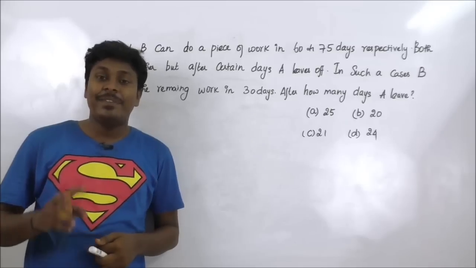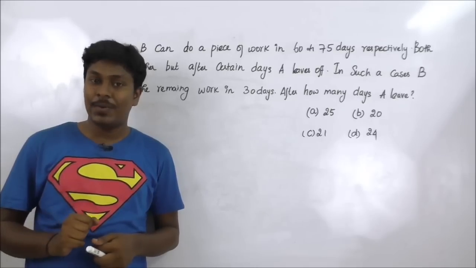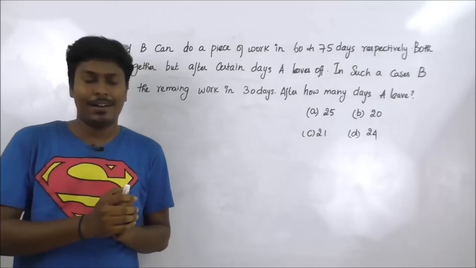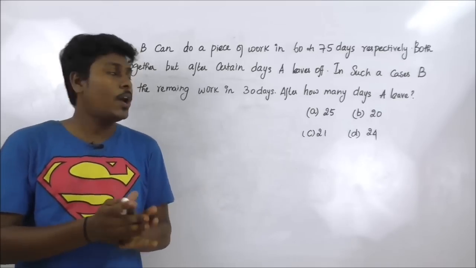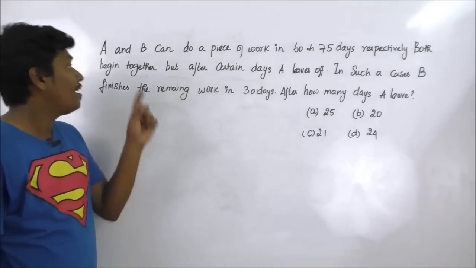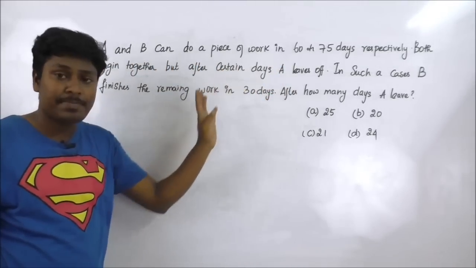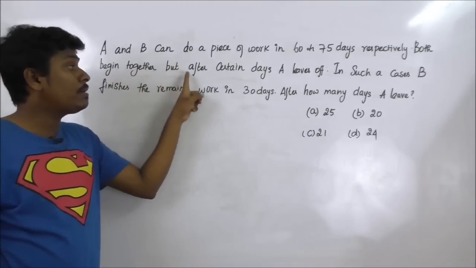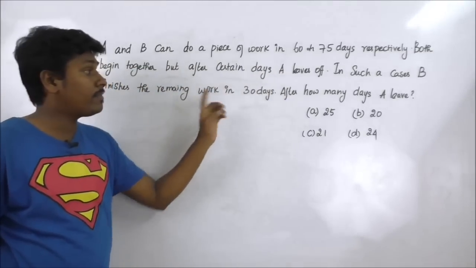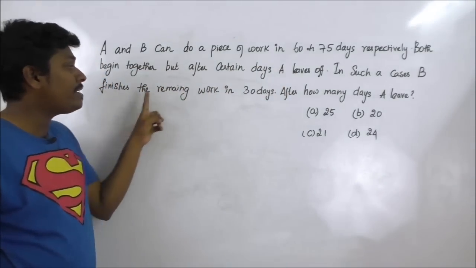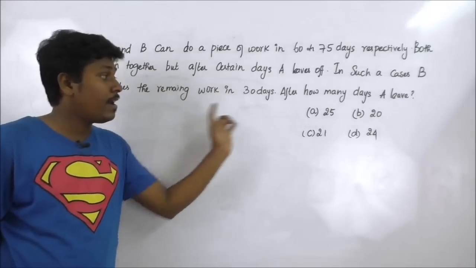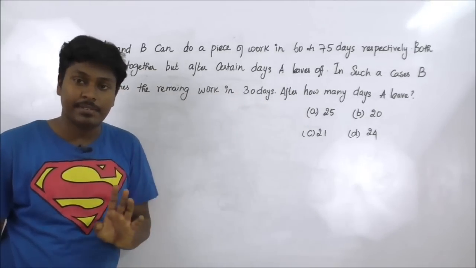Okay friends, let me move on to the second interesting question, which is based on a person leaving, right? Okay, just see the question here, friends. A and B can do a piece of work in 60 and 75 days respectively. Both begin the work, but after some days A leaves. In such cases, B finishes the remaining work in 30 days. After how many days does A leave?